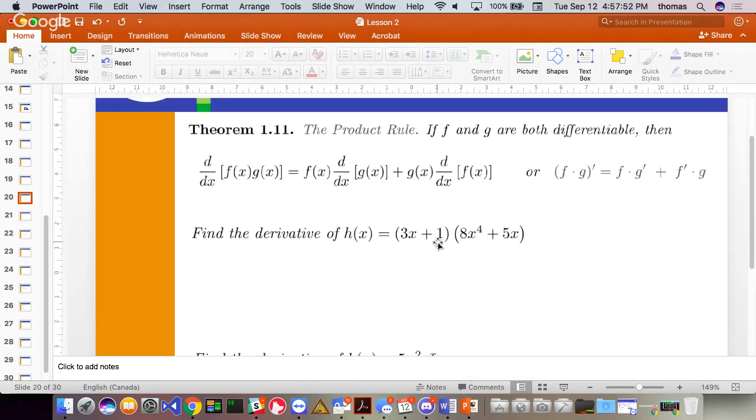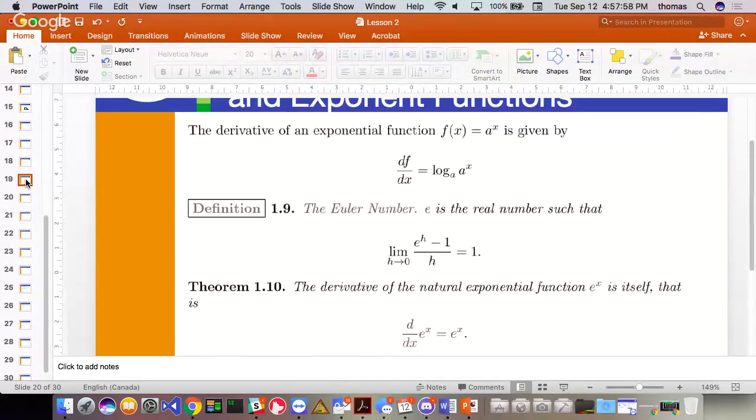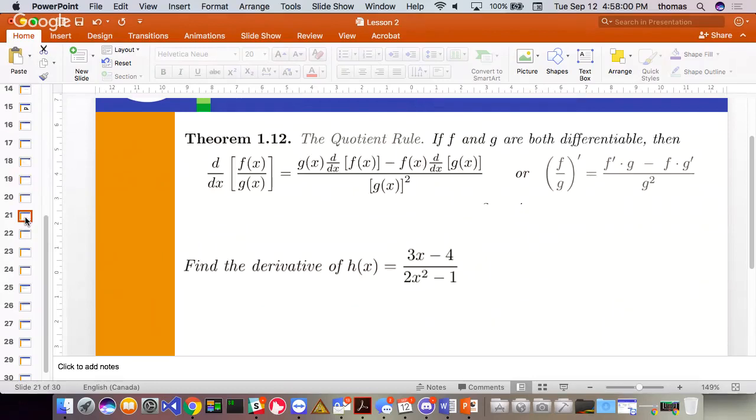All right, here's the next theorem. So we did this one, the product rule. Now there's the quotient rule. Okay, now we get into some big trouble. So when do we have the quotient rule? When we have one function over another function.